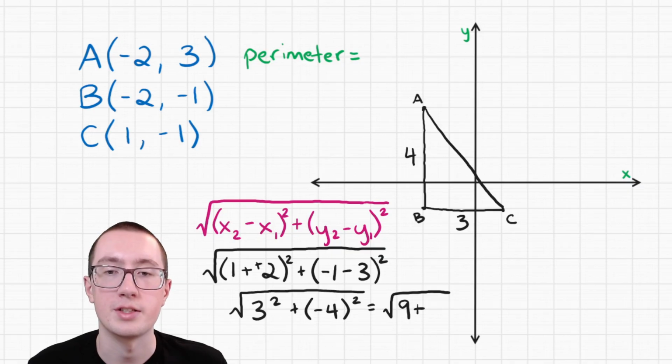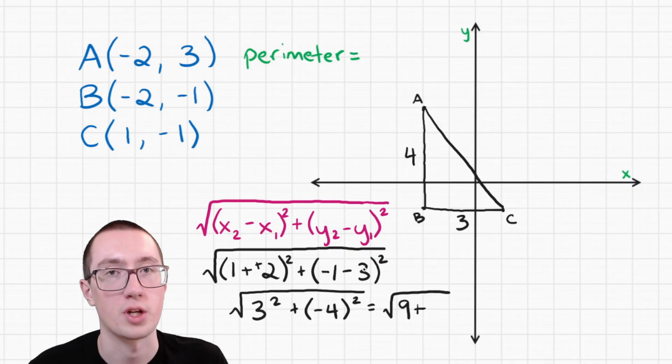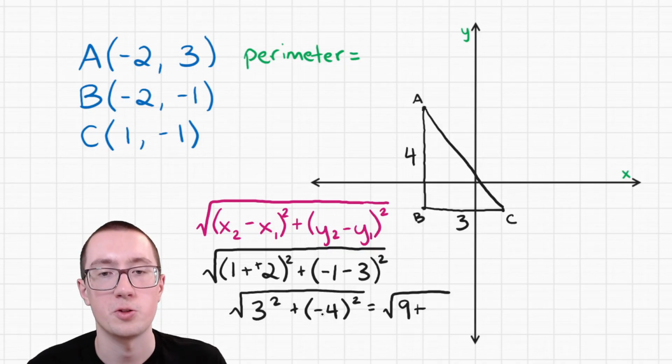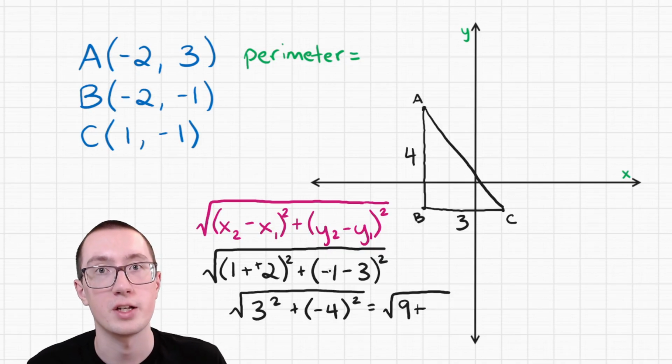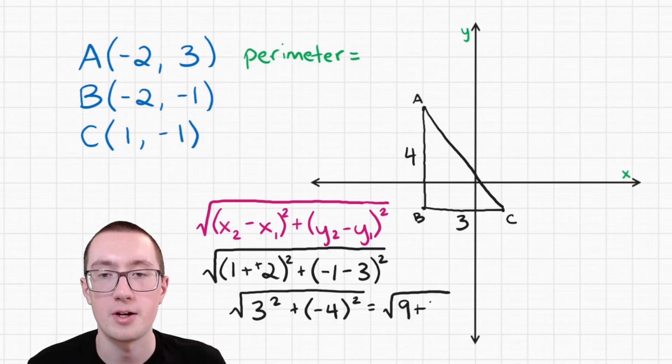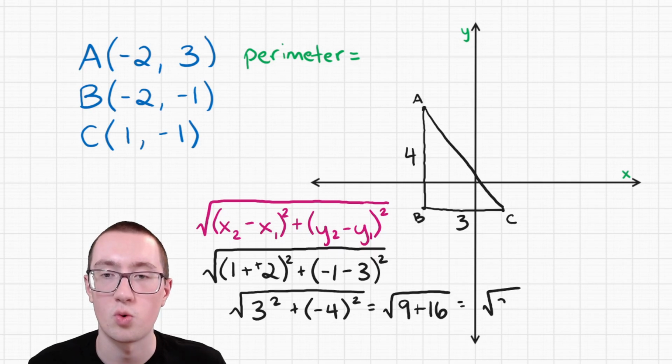And then that's going to be plus -4 squared. So 4 squared is 16 because 4 times 4 is 16, but we're also multiplying 2 negatives, and 2 negatives make a positive. So it's going to be positive 16. Squaring a number always makes it positive again. And if we keep simplifying here, 9 plus 16 is 25.